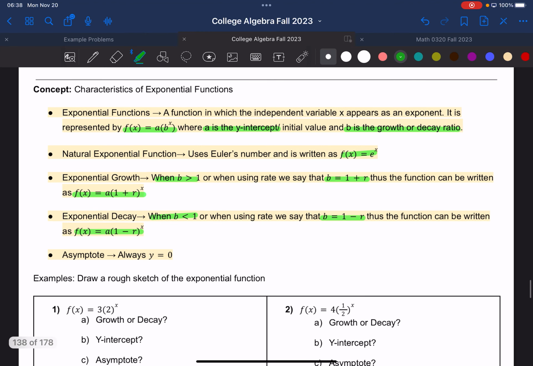Okay. Last thing are the asymptotes. So remember we learned about the asymptotes in the couple notes back. Both asymptotes here, y is always equal to 0. Okay, so that's the only thing you have to remember here. Y is always equal to 0, and you'll see why when we start looking at those graphs.